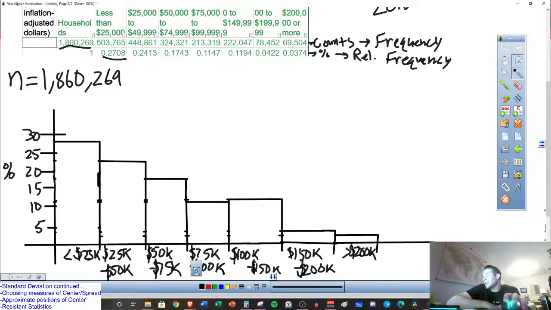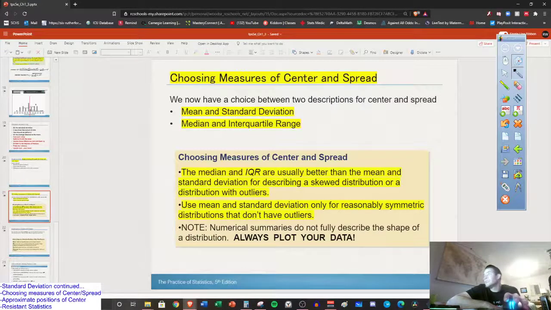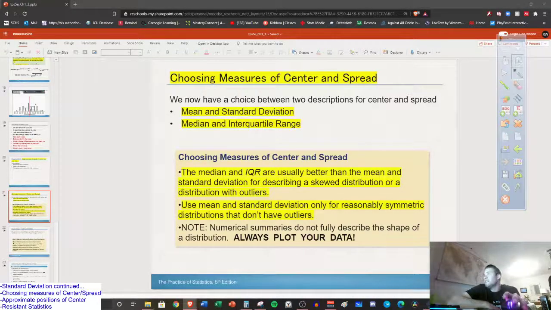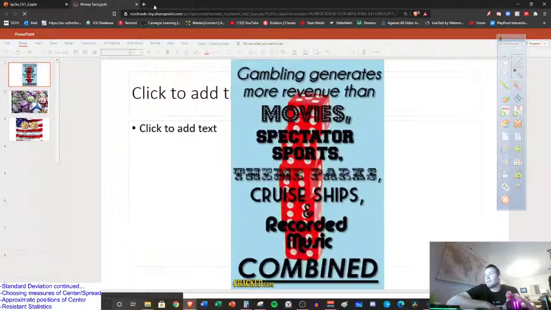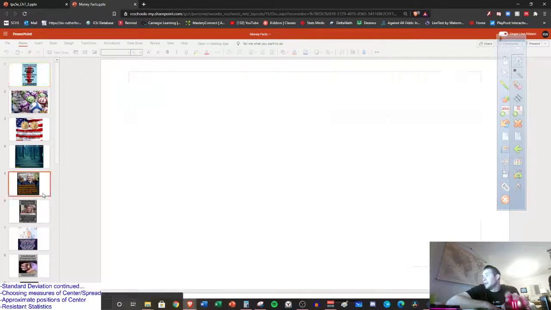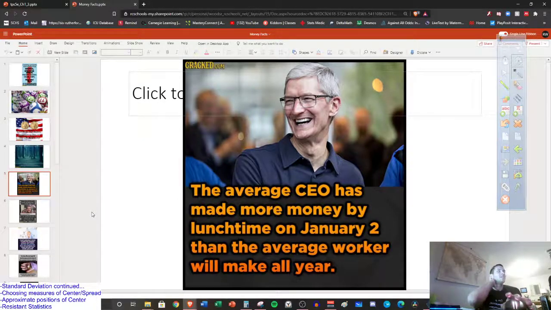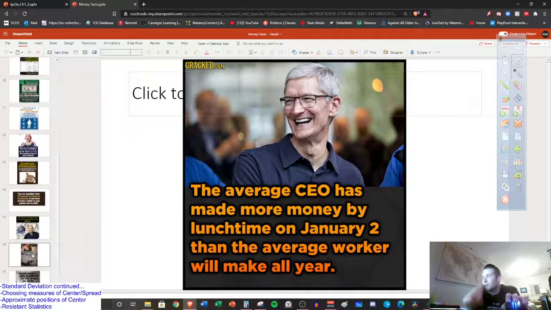I had some slides. Let me find this. We have some money fact slides here that I want to share with you guys really quick. First off, this one right here. The average CEO has made more money by lunchtime on January 2nd than the average worker will make all year. So that's a pretty shocking money statistic. There's several more that I want to look at.